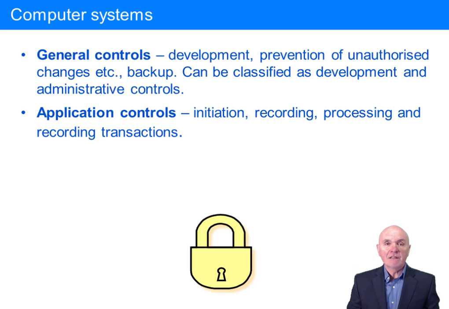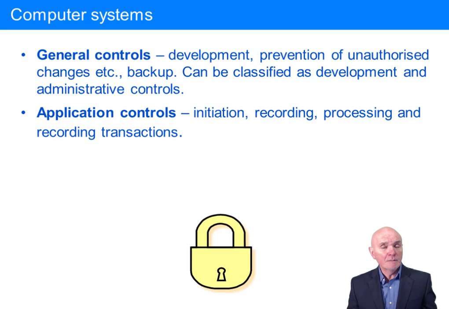Computer controls divide into two families. First of all, there are what's called general controls. These are sometimes regarded as controls over the kind of environment in which the computer system is sitting. These are not controls specifically for the wages system or sales system or purchases system. They are to do with the setting almost which the computer system is operated in. And these controls should be exercising some sort of discipline over the sort of items which are listed here.